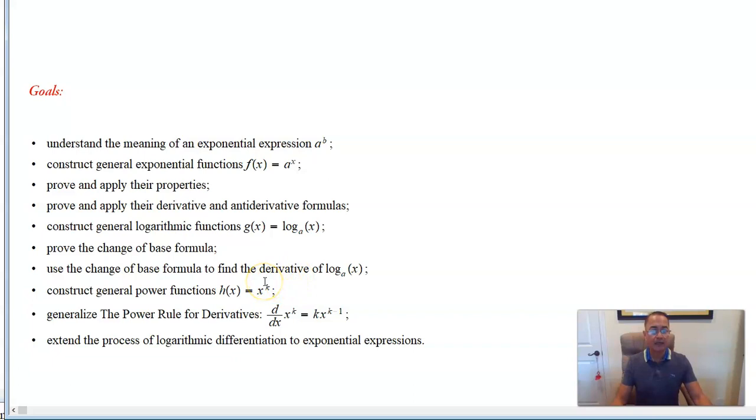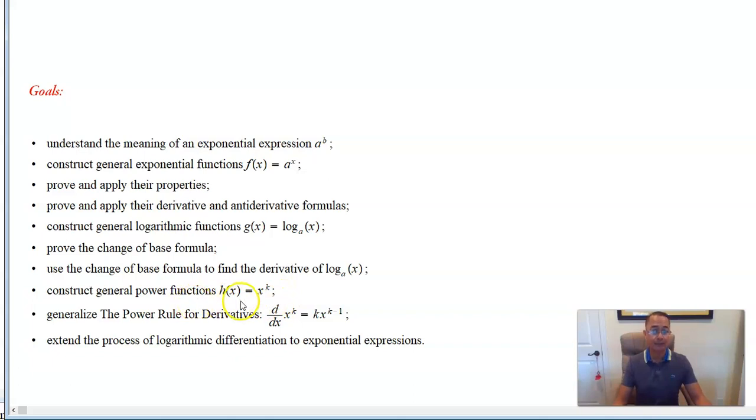Now, in a related construction, we will make what are called general power functions. Okay, so these should look familiar. We know what x squared and x cubed mean. What about x to the k, where k can be an irrational number, for example? What does that even mean?